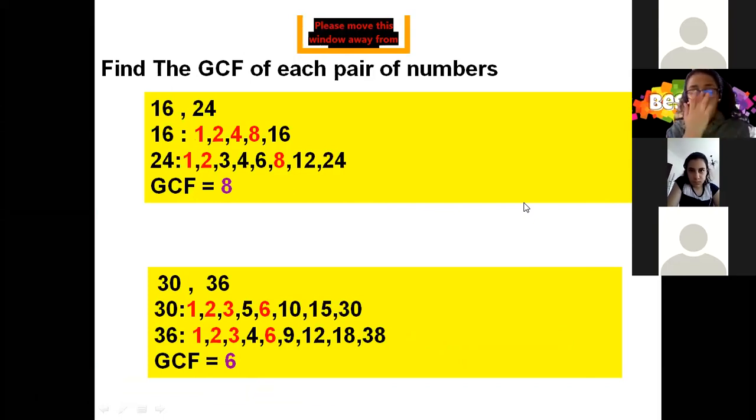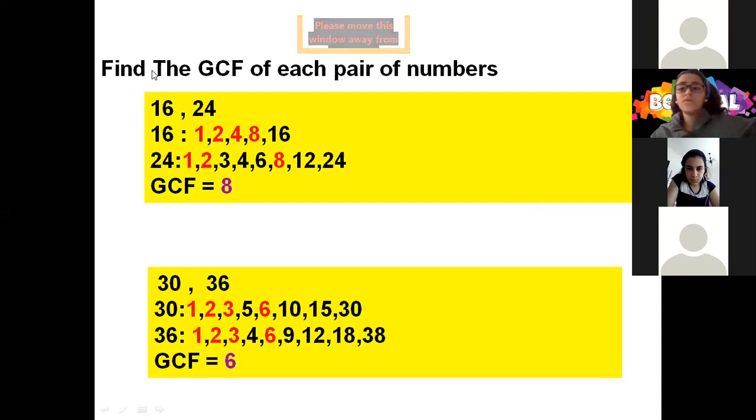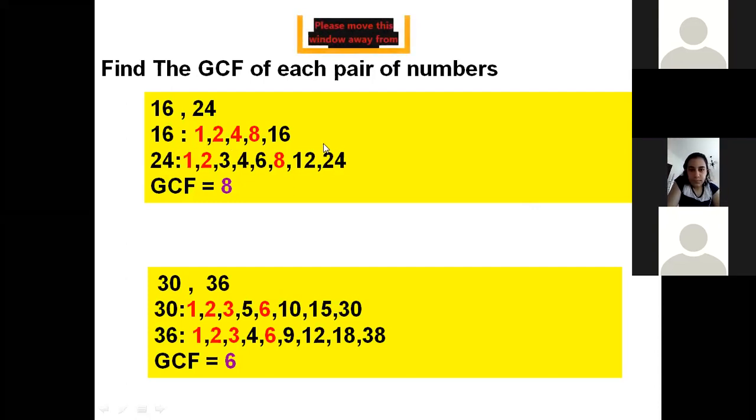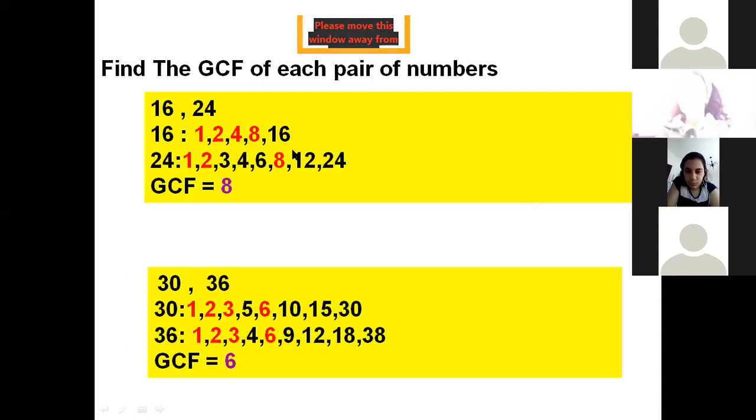Rama, do you want to say anything? No, I only want to answer. Okay, come on Rama, discuss with me the first one. How did they find the greatest common factor of 16 and 24? They take the largest number that repeated. No. First of all, we list the factors of 16, and then we list all the factors of 24, and then we will take the largest number that is common. Yes.